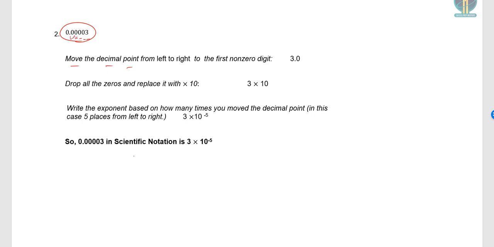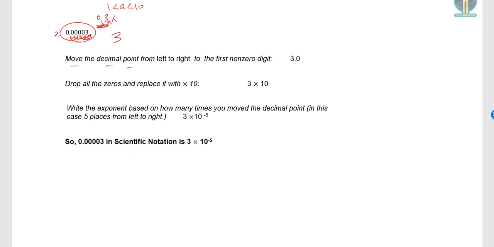So 1, 2, 3, 4, 5, right? Because I can't have 0.3 times something. It has to be between 1 and 10. Again, my coefficient has to be between 1 and 10. So the point has to be after the 3 such that the coefficient is actually between 1 and 10. Again, so 1, 2, 3, 4, 5 spaces.